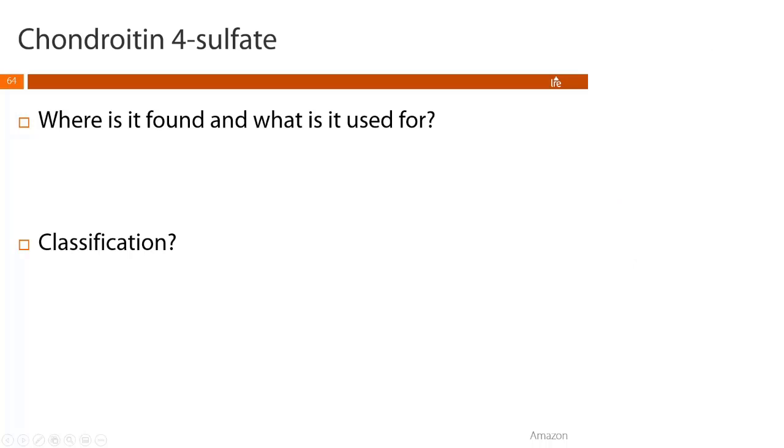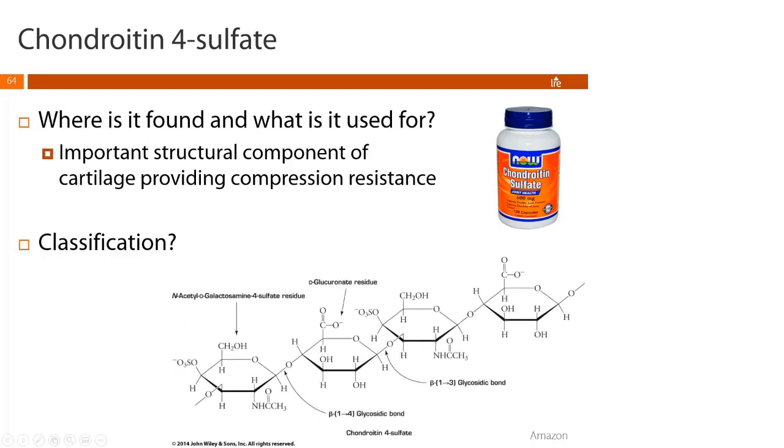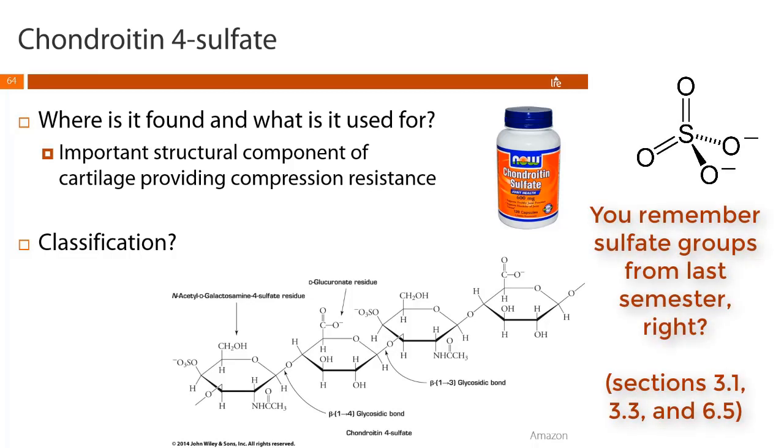Okay, and our last one is chondroitin 4-sulfate. Chondroitin 4-sulfate is an important structural component of cartilage, providing resistance to compression. It is a heteropolysaccharide composed of N-acetyl D-galactosamine 4-sulfate residues, beta-1,4 linked to D-glucuronate residues, beta-1,3 linked back to our N-acetyl D-galactosamine 4-sulfate residues. It's kind of a mouthful.